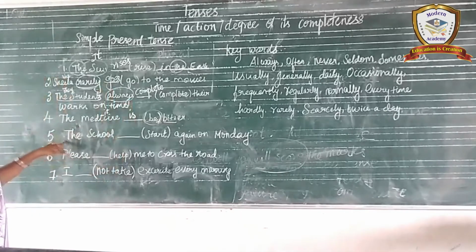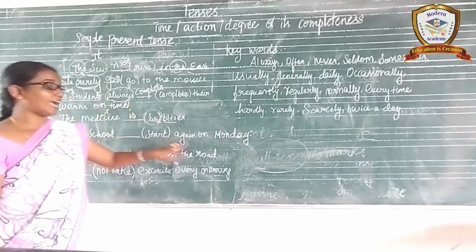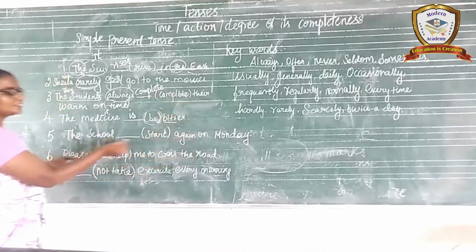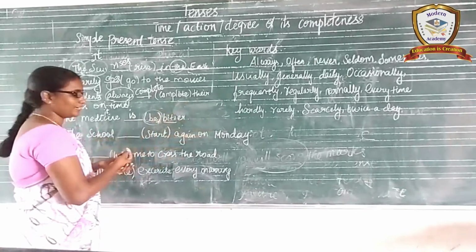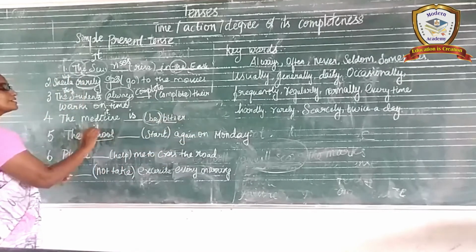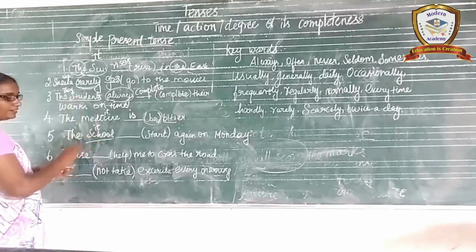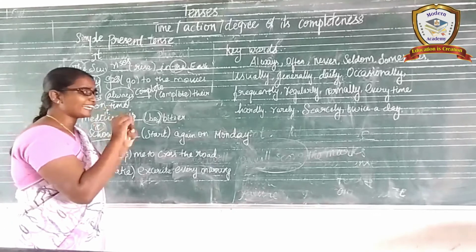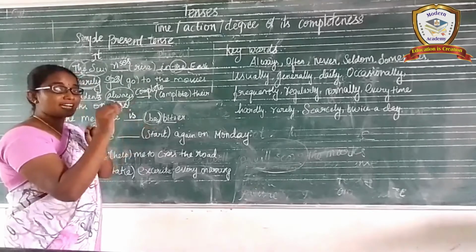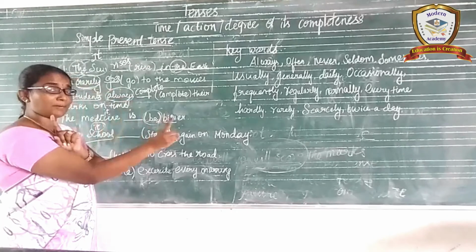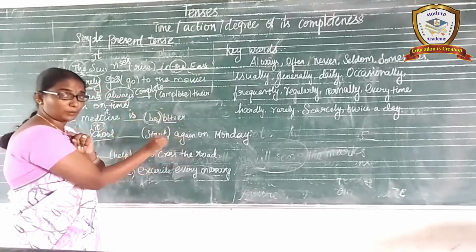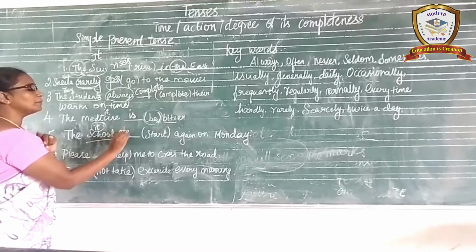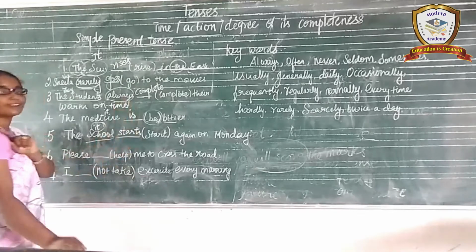And the next one: the school dash start again on Monday. It's very happy to read this sentence, you know. Instead of "school", we have to use the pronoun "it". The sentence indicates a scheduled future, an action that is sure to happen in the near future. So we have to use the simple present tense. It followed by verb plus s, es or ies.